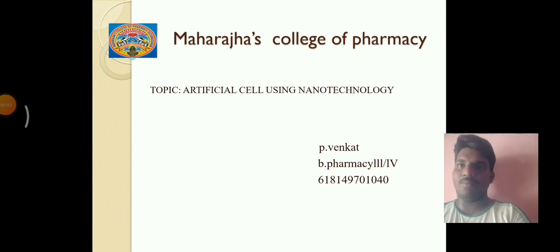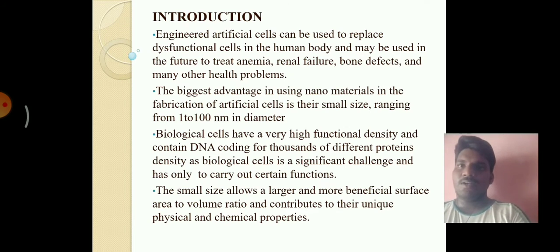Now I'm going to tell about artificial cells using nanotechnology. Artificial cells are used to replace dysfunctional cells in the human body and may be used in the treatment of anemia, renal failure, bone defects and other health problems. The biggest advantage of using these nanomaterials or artificial cells is their small size. The size ranges from 1 to 100 nanometers in diameter.